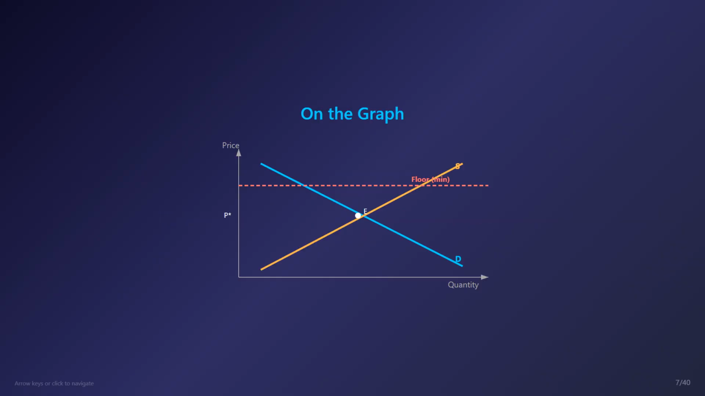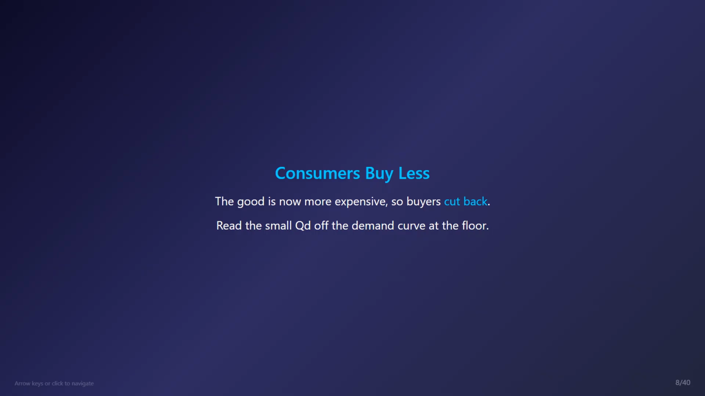Here it is on the graph. Demand slopes down, supply slopes up, and they cross at the equilibrium price P star. We draw the floor as a horizontal line sitting above that equilibrium. Now look at consumers. The good is more expensive than before, so buyers cut back. Read the quantity demanded off the demand curve at the height of the floor, and you get a small QD.